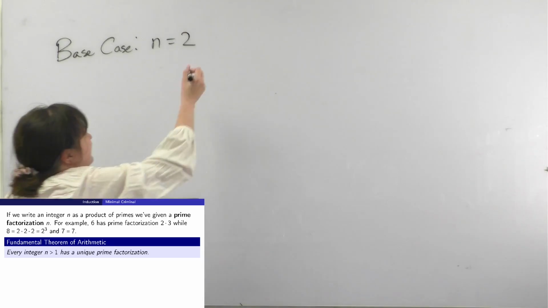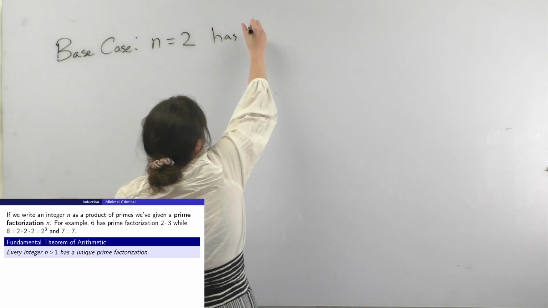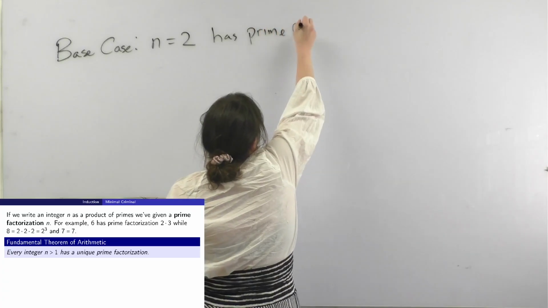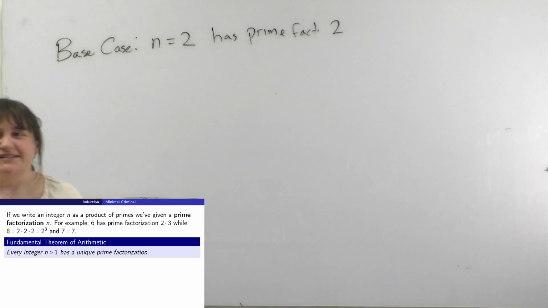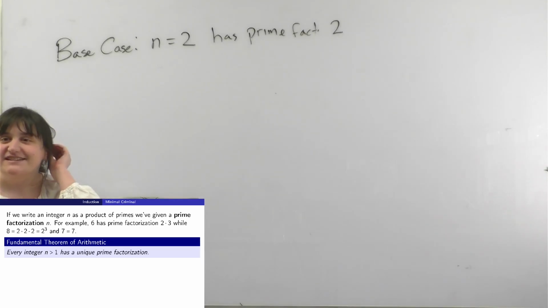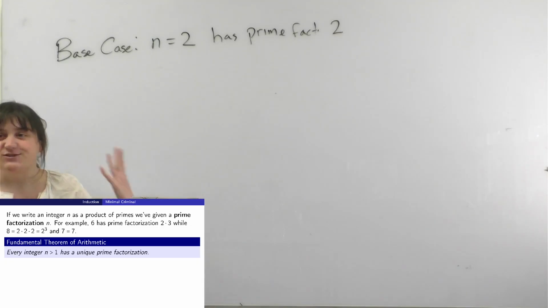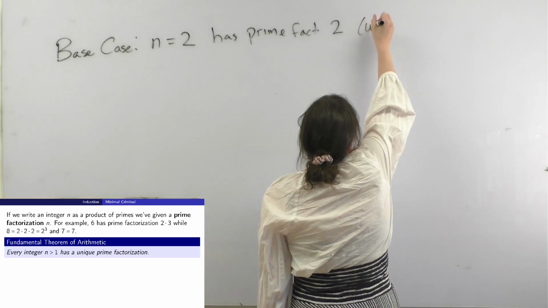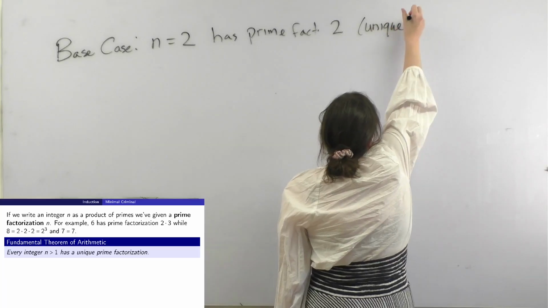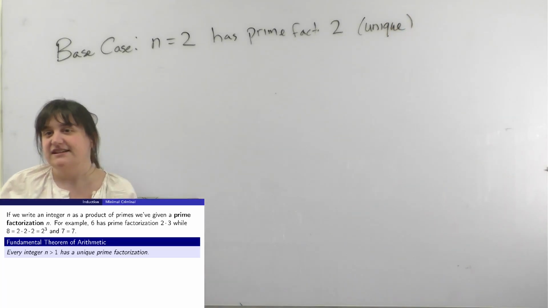2 has prime factorization 2. If you have a prime number, its prime factorization is just going to be itself. Hopefully we don't even need induction to convince ourselves that that's true in general. Okay, so not only does it have a prime factorization, it's a unique prime factorization.